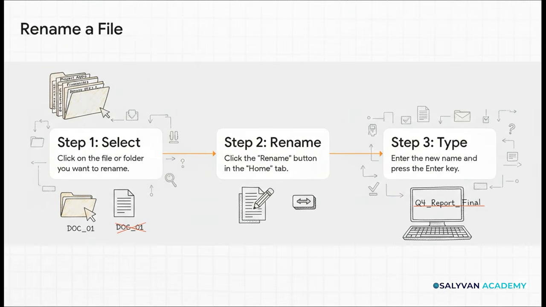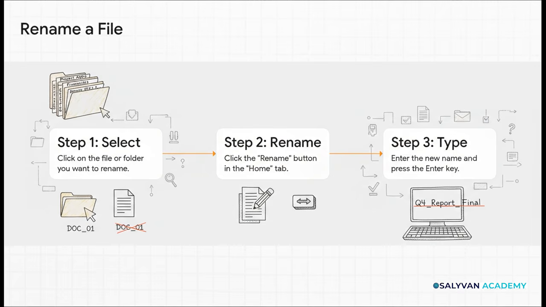You know what the number one enemy of organization is? Vague names like Document 1 or Untitled. Seriously. Giving your files and folders clear, descriptive names is a total game changer. It's just as easy as creating them. Select the item, hit rename, and type in a name that your future self will actually thank you for.